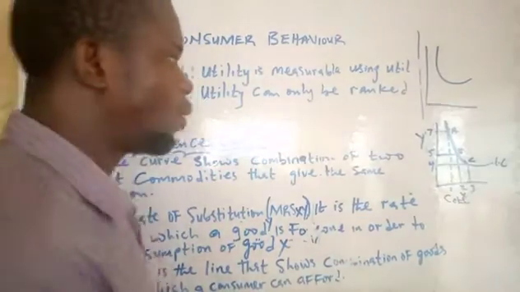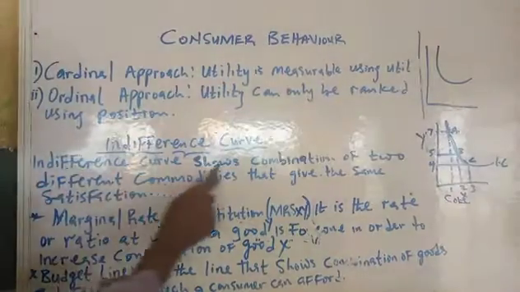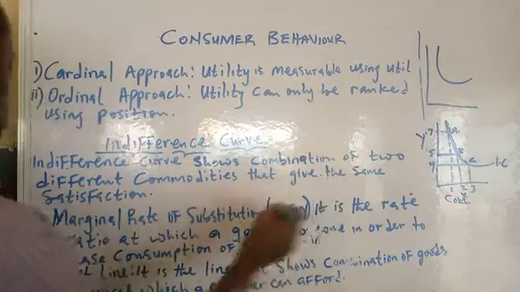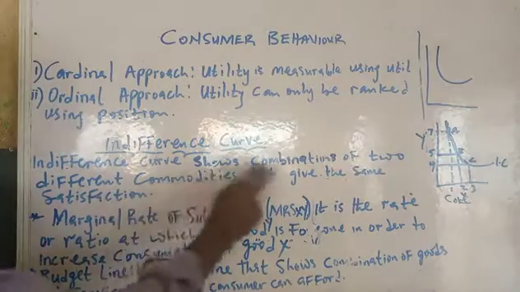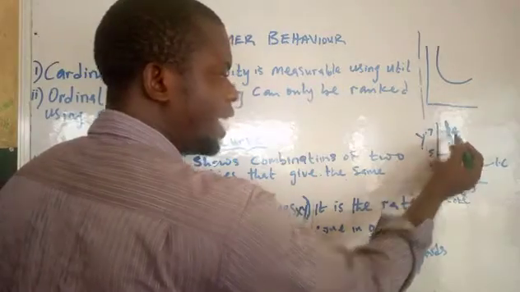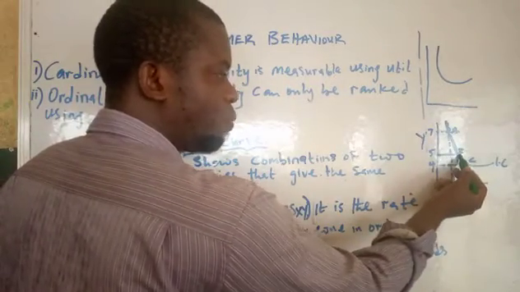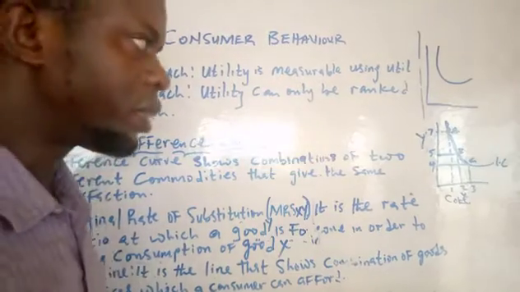So indifference curve, we can see we have combination A, combination B, combination C. So indifference curve shows combinations of two different commodities that give the same satisfaction. So the satisfaction you get from combination A is still the same satisfaction you get from B. It's still the same satisfaction you get from C. So that is what indifference curve is.